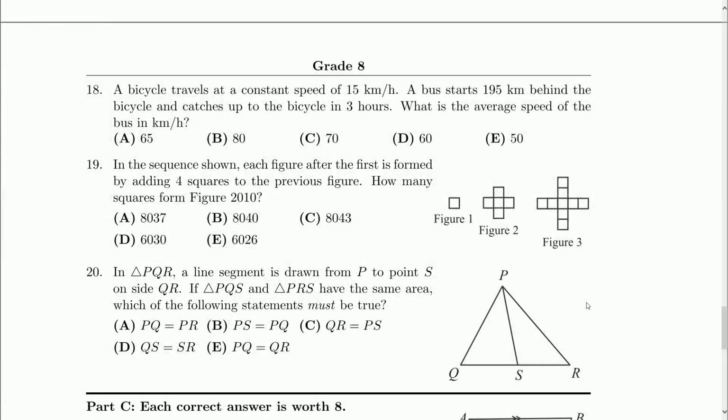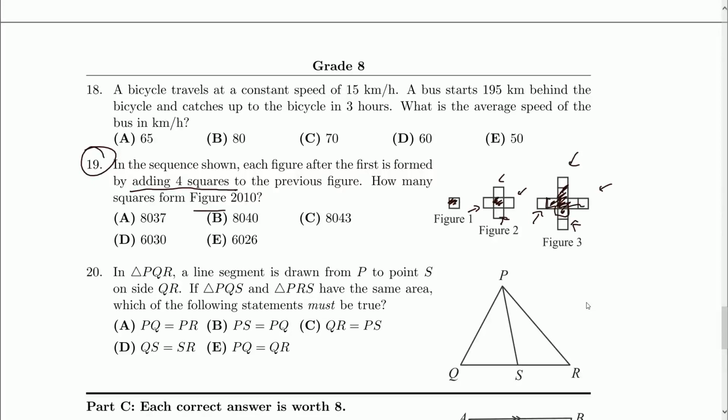We're looking at question number 19 on our grade 8 Gauss paper from 2010. In the sequence shown, each figure after the first is formed by adding 4 squares to the previous figure. So figure 1 is just 1 square, and then off of that 1 square we've got 1, 2, 3, 4. And then off of that previous figure, which we might shade in so it's really clear, we've got 1, 2, 3, 4. And we're just building out bigger and bigger crosses or plus signs.